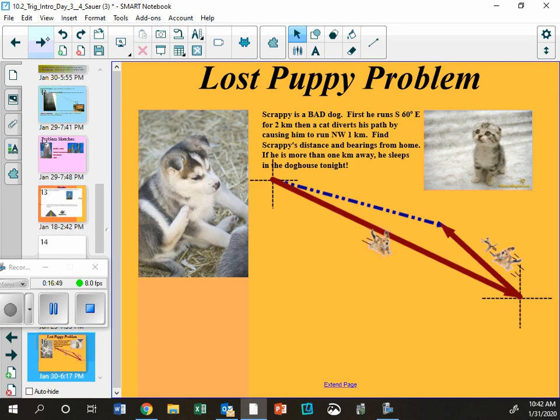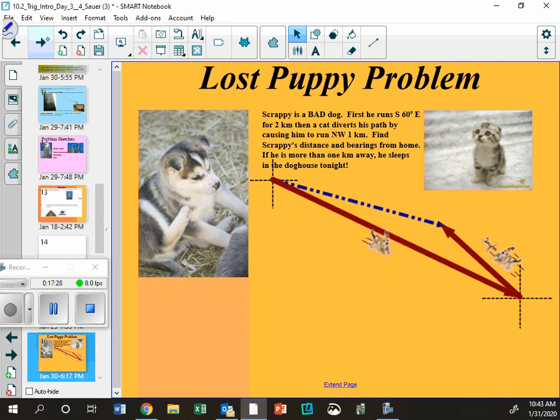Now, for a problem like that, there's this one called Scrappy the dog, the lost puppy problem. Okay. All right. So, just reading. Scrappy's a bad dog. First, he runs south 60 east. Is that, look close, is that the blue one or the red one? The red one. Red. It's the red one. Okay.